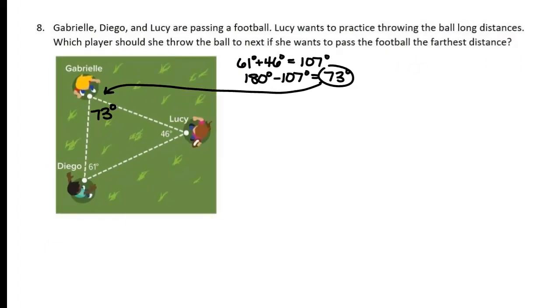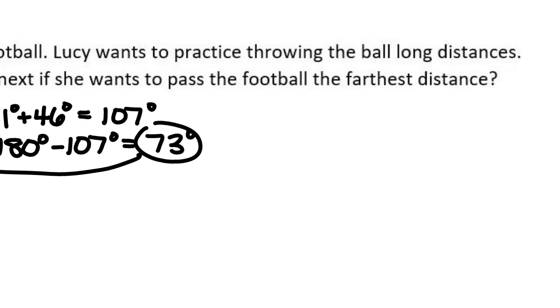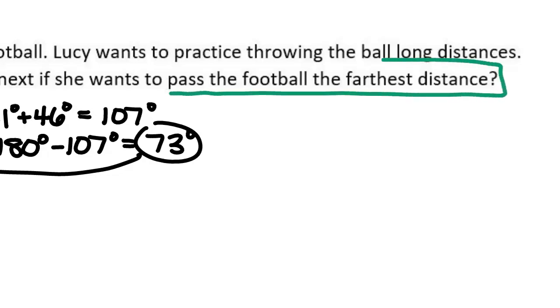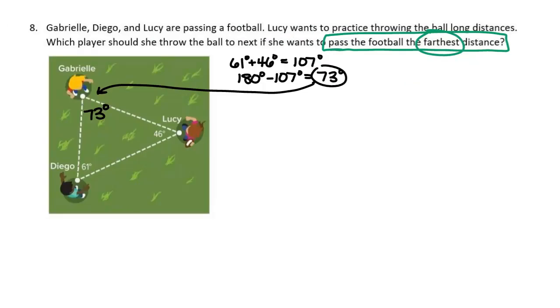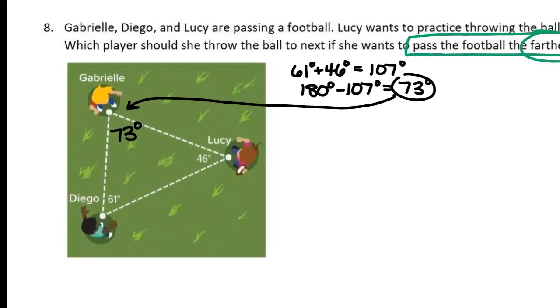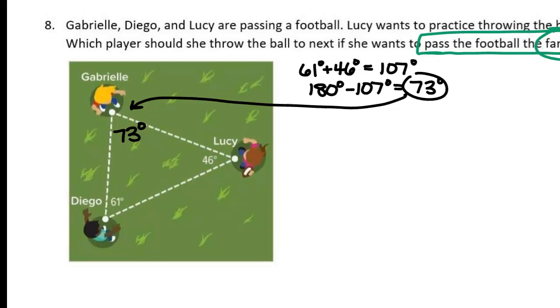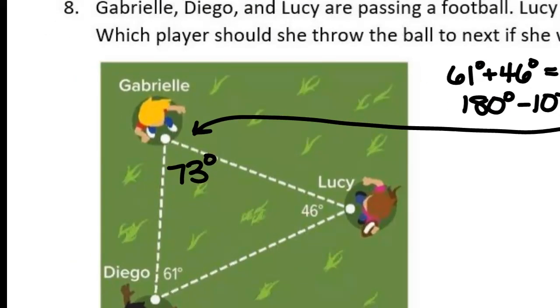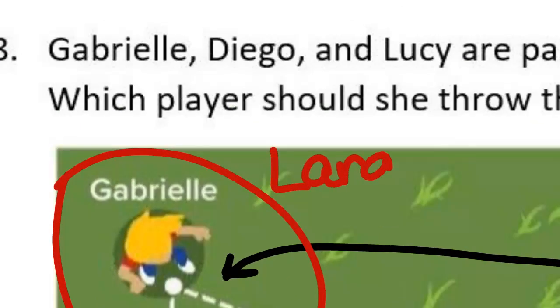Lucy this time doesn't want to throw to the closest, like last time between Lynn, Manny, and Logan, but now we want to pass the football the farthest distance. So if I want the farthest distance, do I want the shortest side, the longest side, or the medium-sized side? I want the longest side, which means I need to look for the largest angle. What angle up there is the largest angle? Gabrielle, 73 degrees, yes. Here's our largest angle.